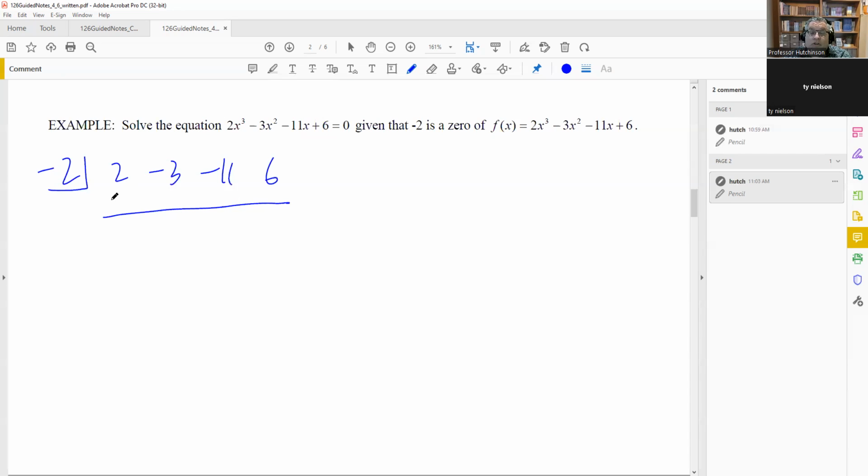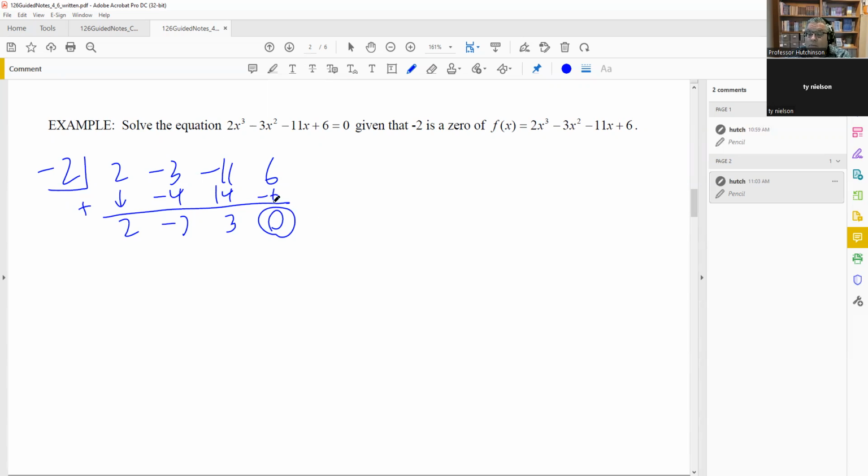And then I want to do synthetic division steps. Now we're told that this is a 0, which means I should get a 0 for my remainder. If I don't, I've got to go back and check my work. Maybe I made a typo or a mistake. So 2 comes down. 2 times -2 is -4. We're adding this together. -3 plus -4 is -7. Multiply that by -2 and we get positive 14. 14 minus 11 is a 3. So 3 times -2 is -6. And there we go, as expected, we get a remainder of 0.